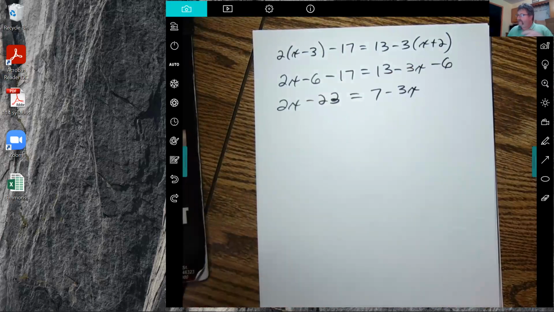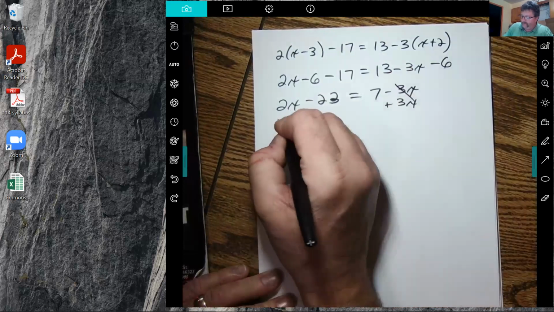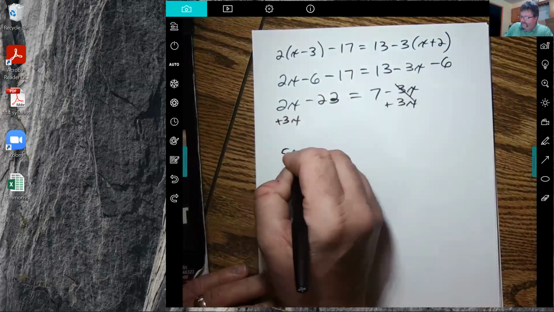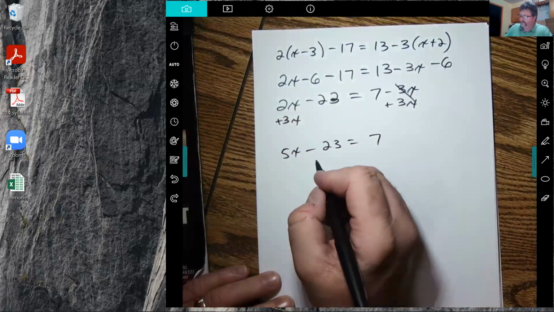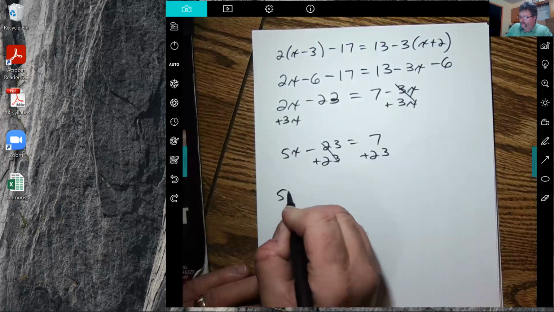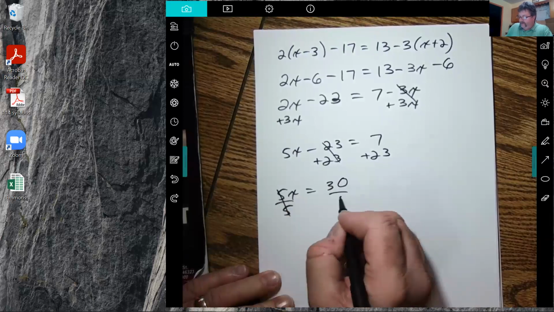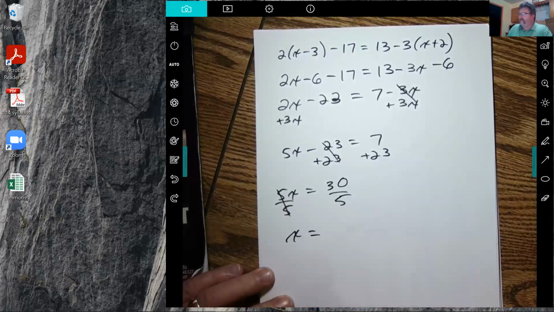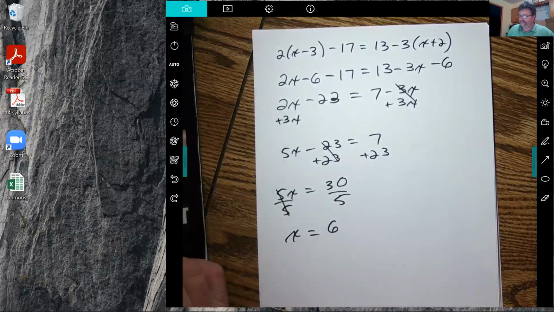Constants on one side, variables on the other. So I will add 3x to both sides. That will give me 5x - 23 equals 7. Add 23 to both sides. 5x equals 30. Woo! A lot of little steps here, right? Divide by 5, x equals 6.